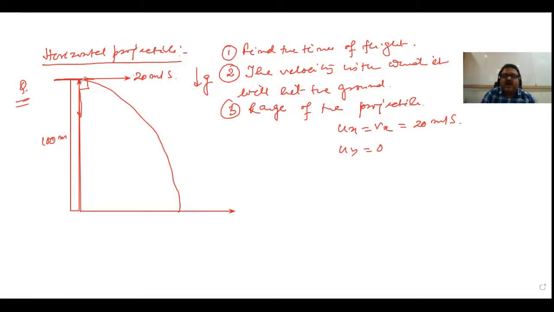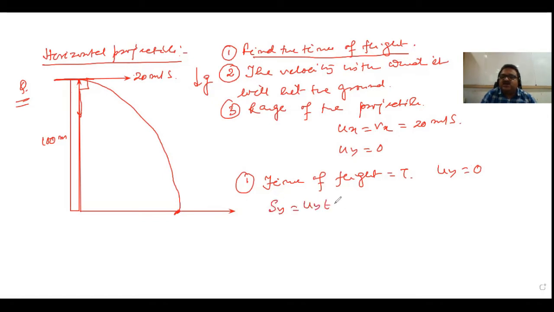Now, for time of flight, look, the time during which it will strike the ground, at the same time it will cover this vertical height. So for time of flight, I have to use vertical motion, correct? Now, I am considering the time of flight as capital T. What is the initial velocity along the y-axis? It is 0. Okay. Now look at this. This height is known to us, correct? So I am using sy equal to uy t plus half ay t square.